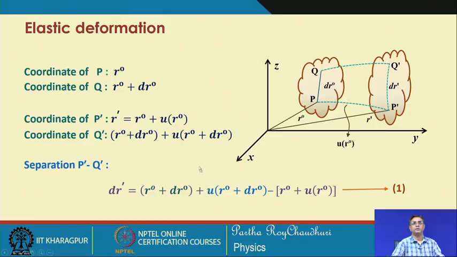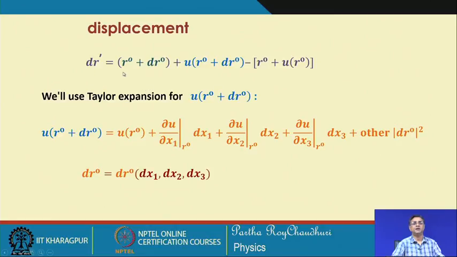So, therefore, we can write this equation, because the u of r 0 terms will cancel, and this will be the Q dash minus P dash. If you do this, you will obtain this equation, which defines the separation between P dash and Q dash, the deformed separation, the separation between the points under deformation. So, d r dash, that separation, is equal to this.